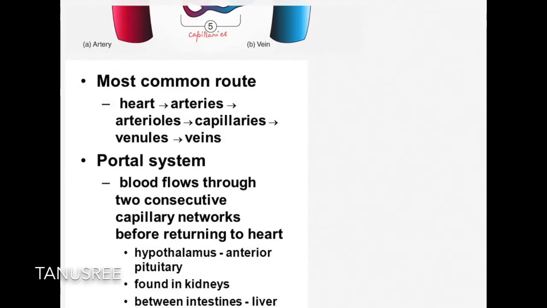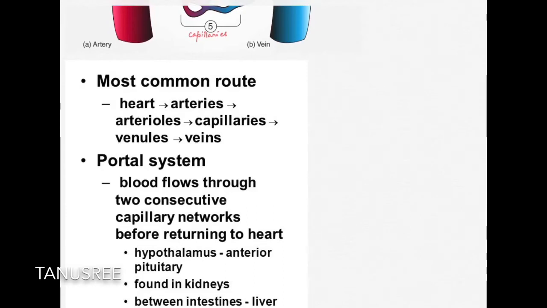Now this route is again taking place through two circulations which we have already discussed, that is the systemic circulation and the pulmonary circulation. Now apart from that, there is another circulation involved, which is the portal circulation. In a portal circulation, the blood flows through two consecutive capillary networks before they return to the heart. That means the blood vessel will begin in capillaries and then again end in capillaries.